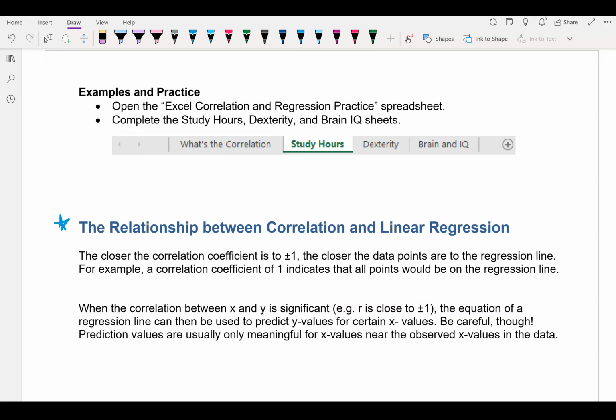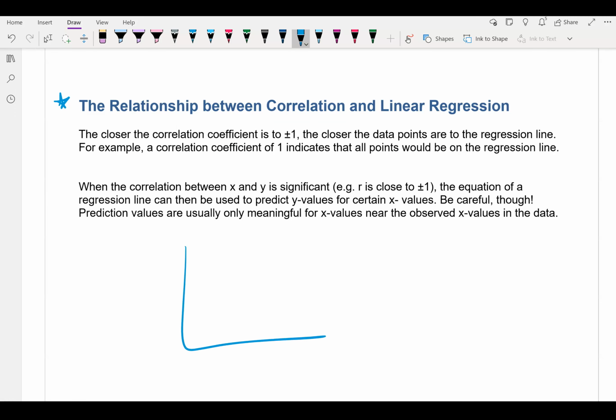But be careful. Prediction values are usually only meaningful for x values near the observed x values in the data, which means, if you've got your chart and you've got all your points around here, let's just say this is your points, this is your regression line. You probably don't want to wonder about a point out here, because a lot can change from these boundaries up to that point. So what I'm trying to say is try not to extrapolate.